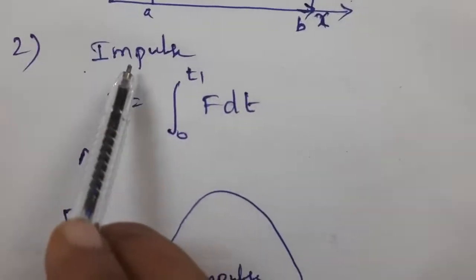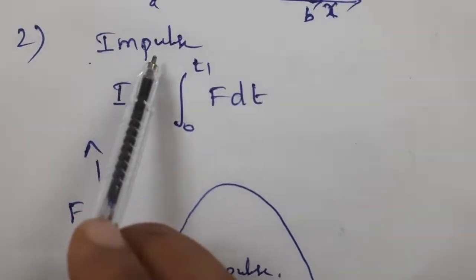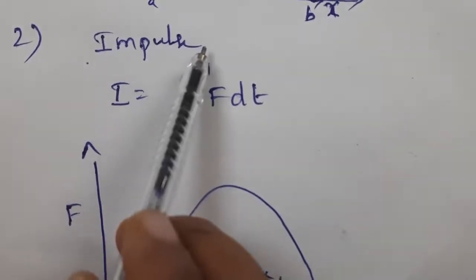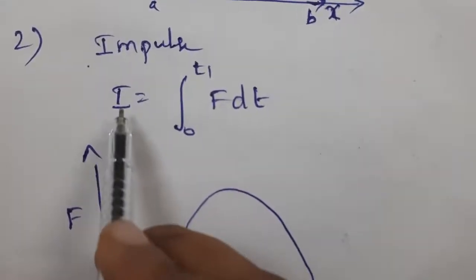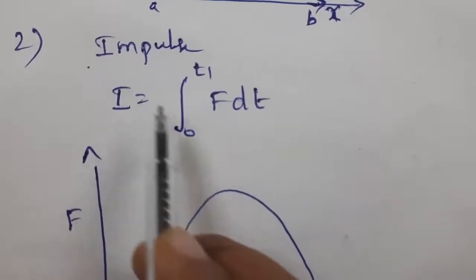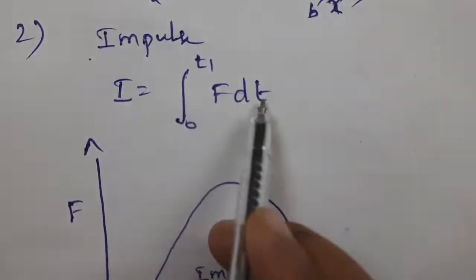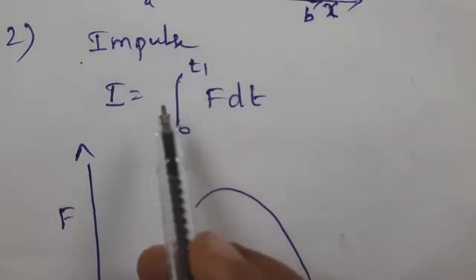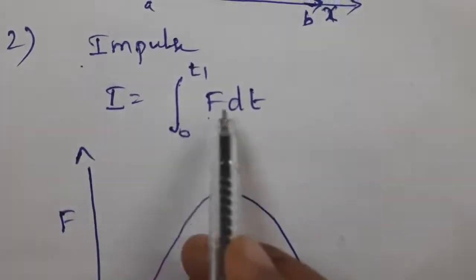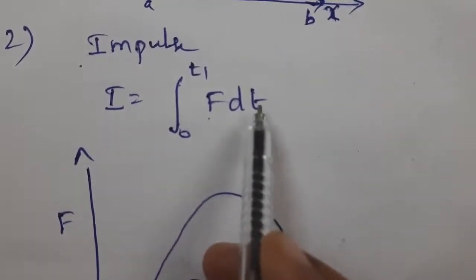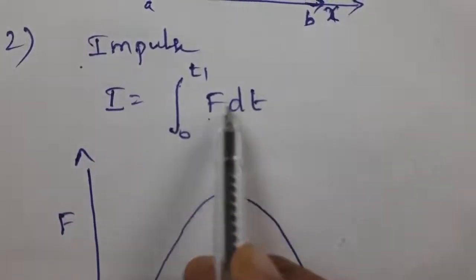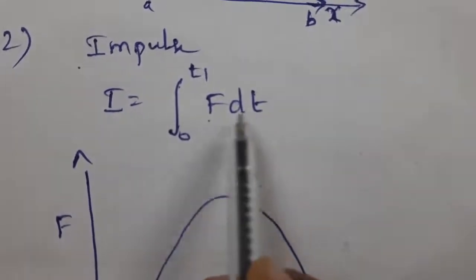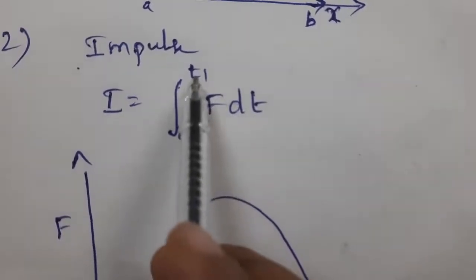The next one, impulse. Impulse is given by the force in a short interval of time, calculated from time 0 to time t1. Impulse we usually denote as I. I is equal to integral 0 to t1 f dt. The impulse concept you will learn in the next chapters. So impulse is force into time. I equals integral 0 to t1 f into dt, from the initial time 0 to a particular time t1.